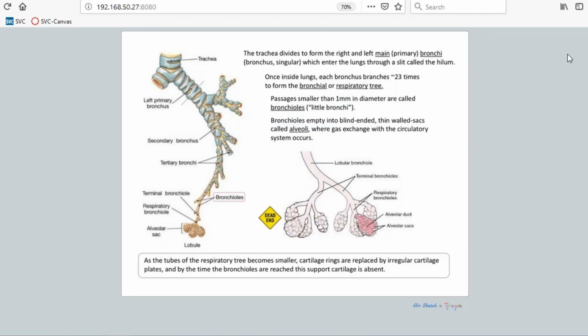Something else I want to point out is what's happening to the cartilage as we get further down. It's basically going away. You have these rings, and then they form plates, and eventually when you get down to the bronchioles, the cartilage is pretty much absent. But we do have other stuff there.